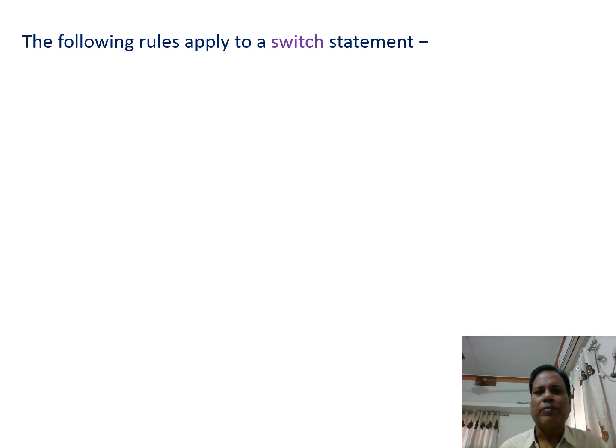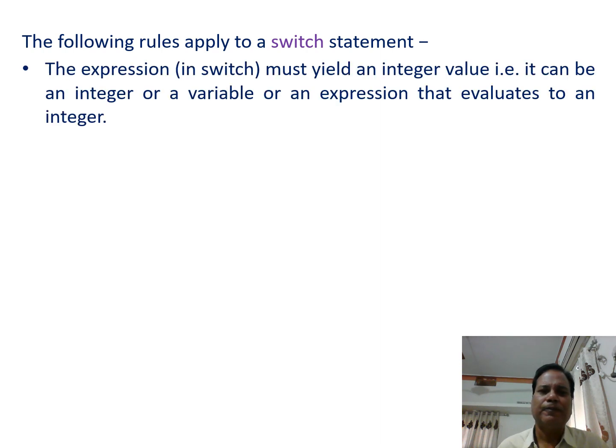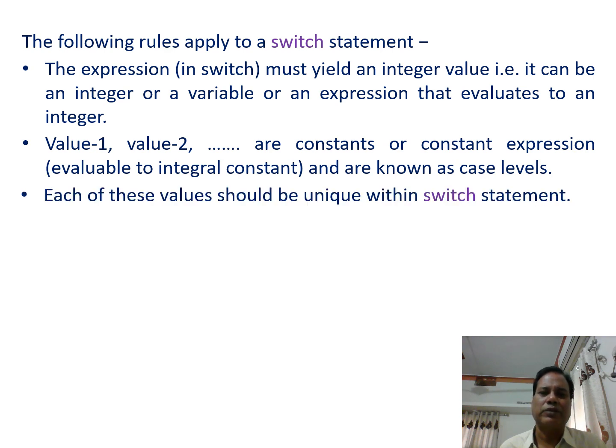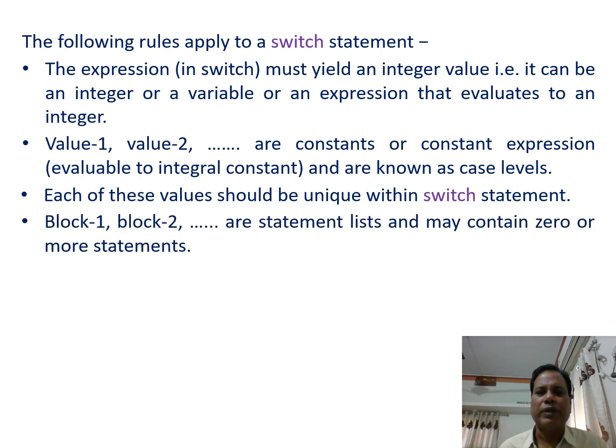The following rules apply to a switch statement. The expression in switch must yield an integer value. That is, it can be an integer or a variable or an expression that evaluates to an integer. Value 1, value 2 are constants. They are constant expressions evaluable to integral constants and are known as case labels. Each of these values should be unique within the switch statement.